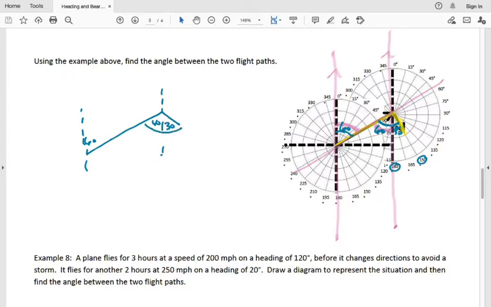So this angle between those two ended up being 90 degrees. So 60 plus the 30 is 90 degrees.